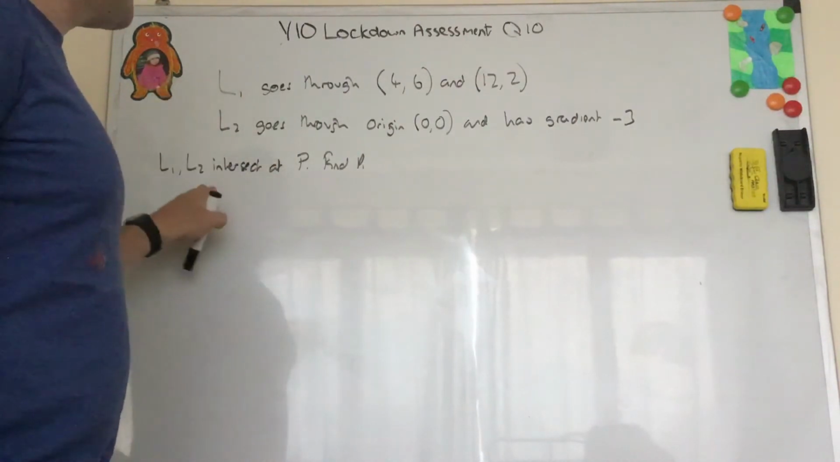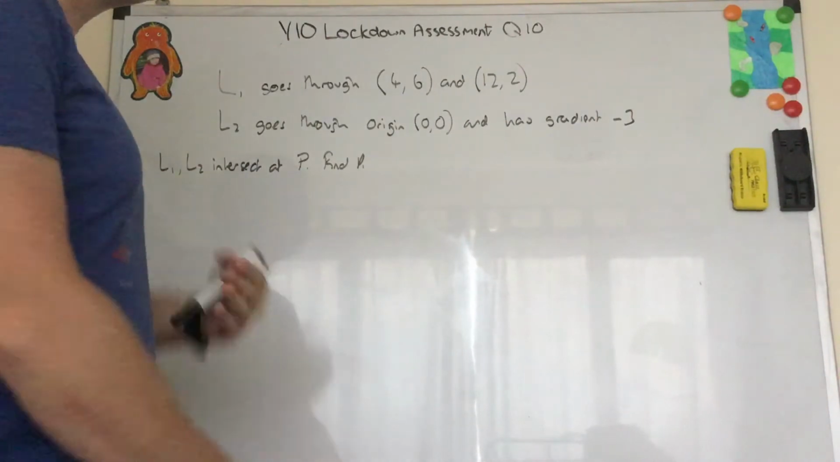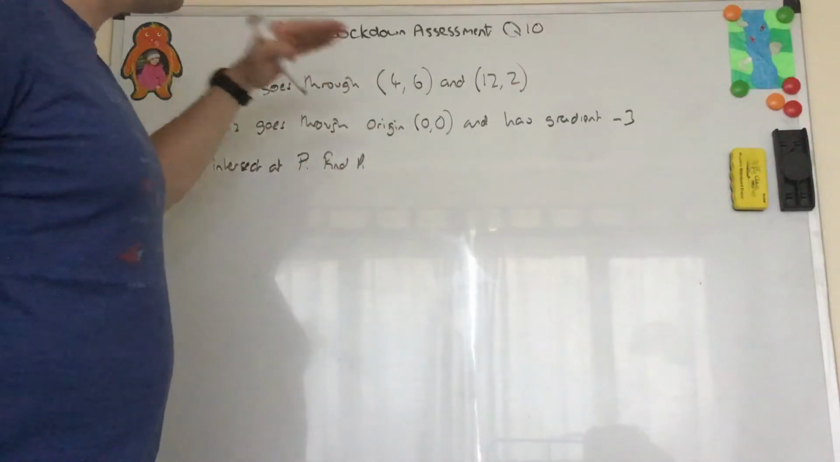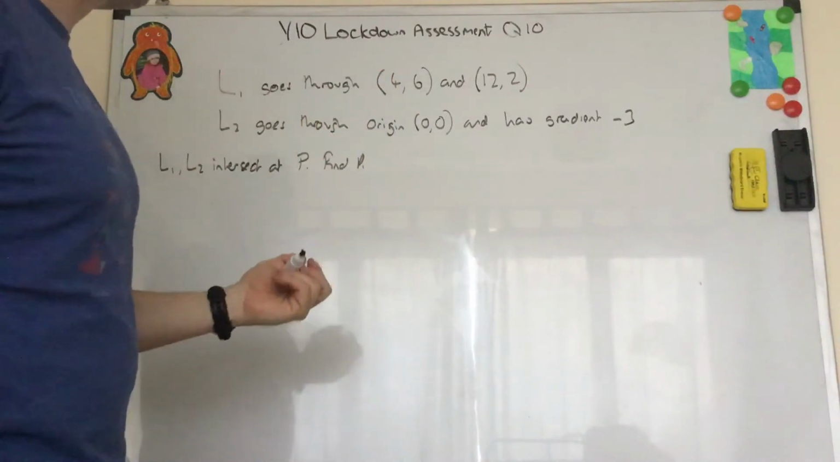So if we want to find the intersect of two straight line graphs, I need to use simultaneous equations to work out where they cross. So I need to work out the equation of each line. I haven't got that yet.